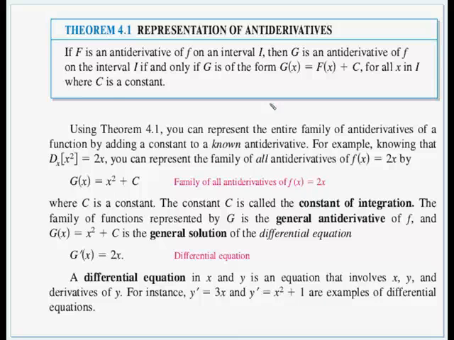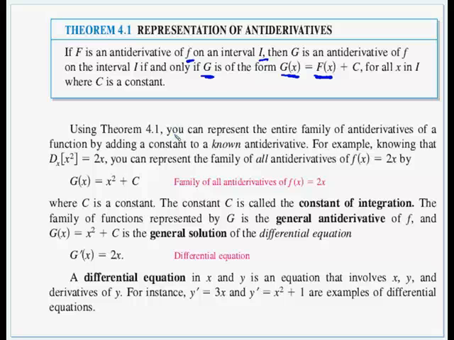Theorem 4.1 is just more about this new notation for this section. If capital F is an antiderivative of f on an interval I, then g is an antiderivative of f on the interval I if and only if g is in the form g of x equals our antiderivative F of x plus our arbitrary constant c for all x's in the interval, where c is again just some constant.